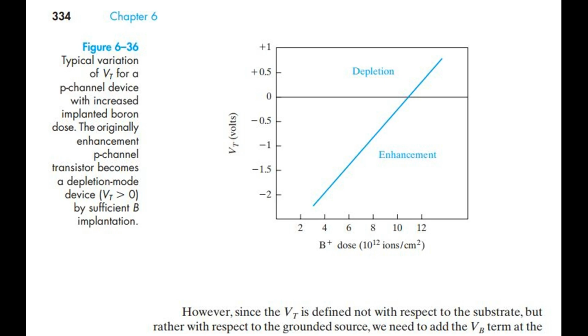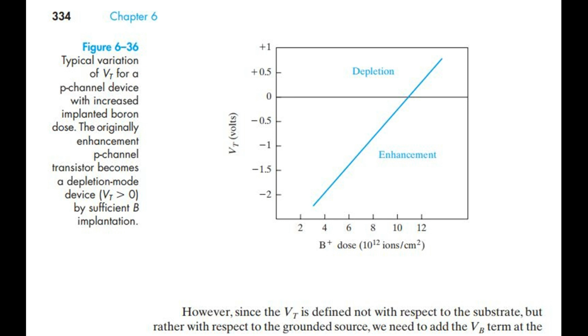Figure 636. Typical variation of threshold voltage for a p-channel device with increased implanted boron dose. The originally enhancement p-channel transistor becomes a depletion mode device by sufficient boron implantation.